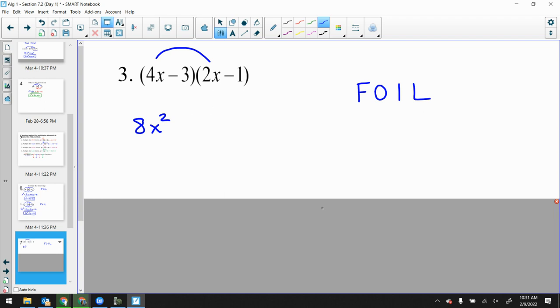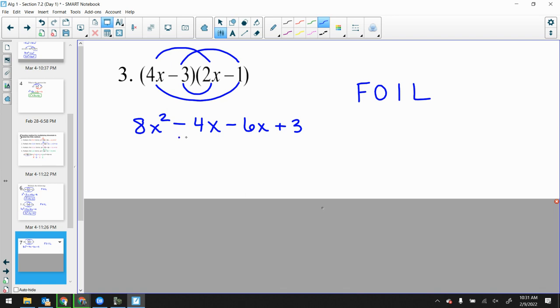Outers. 4x and a negative 1. Negative 4x. Inners. Negative 3, 2x. Minus 6x. Lasts. Negative 3, negative 1. Watch out for that. That should be a plus 3 sitting out there in the end. Negative 3 times negative 1 is a positive 3.